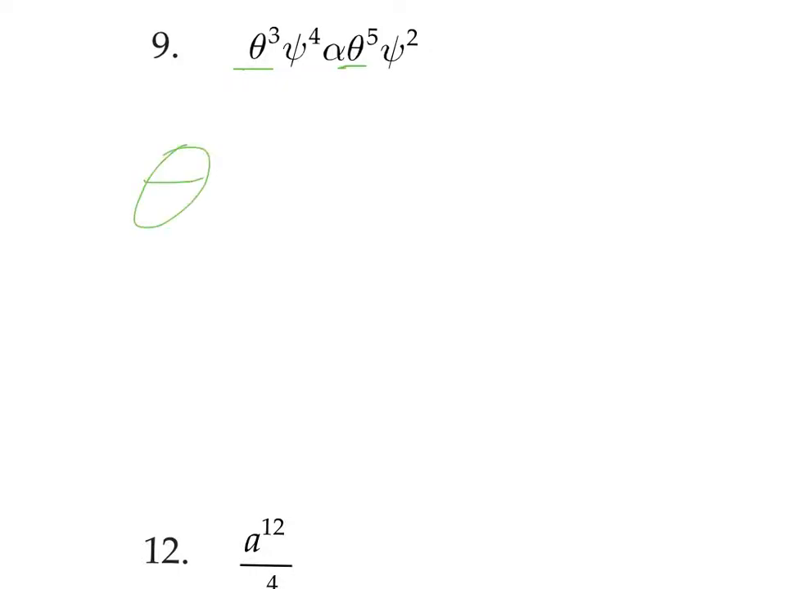We're going to use the rule of adding the exponents because these are being multiplied together. We'll have theta to the 8th. The second symbol, I believe, is called psi.